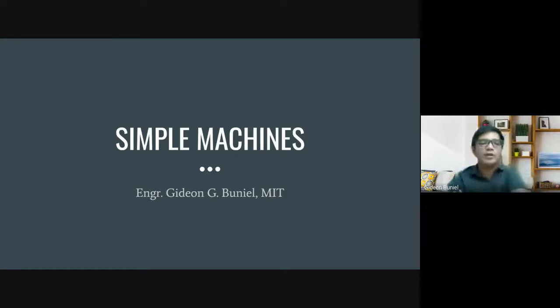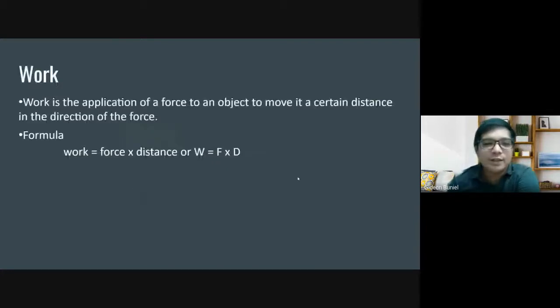If you're already familiar with it, then I think the most common one is the pulley system, which will be tackled later on. So let's proceed. Work is the application of a force to an object to move it a certain distance in the direction of the force. When there is a force, then you move it at a specific distance, then it is work. The formula for work is W, or work, is equal to force times distance, or W equals F times D. So you have to remember this formula.